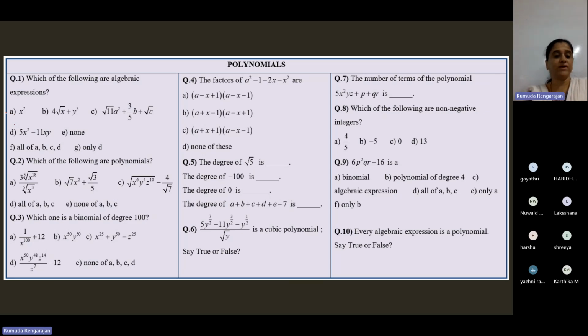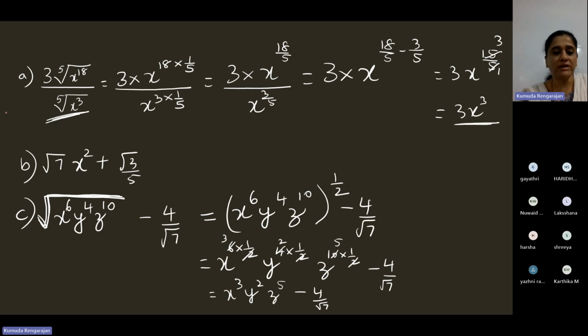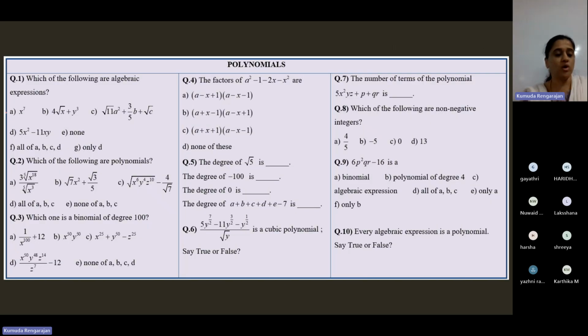Okay, we have nothing else to simplify. So far what? A polynomial, B polynomial, C polynomial, right? Now let's see the other options. All of ABC, none of ABC. Yeah, that's it. So which is the correct option? All of ABC. All of ABC is the correct option.